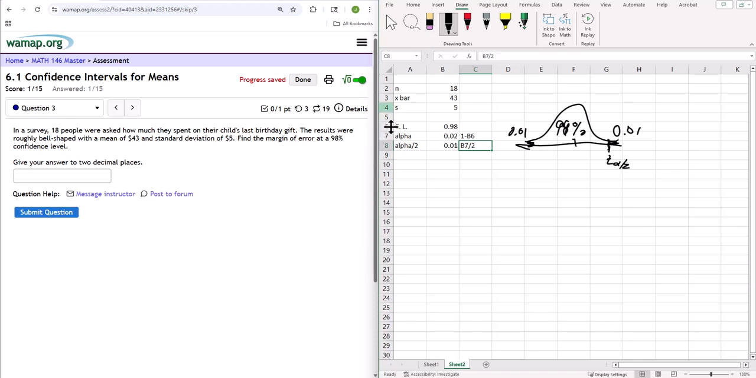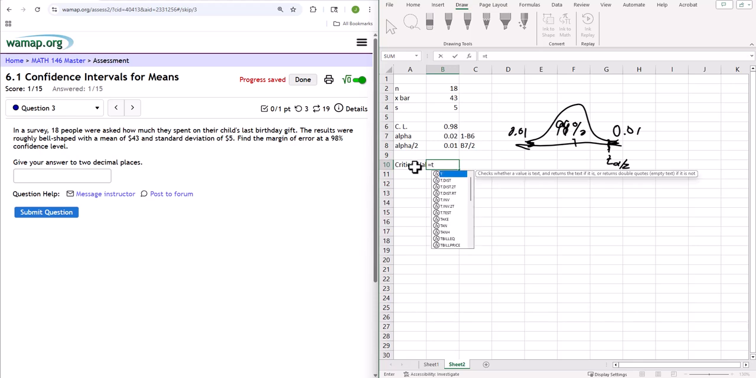So I'm going to go ahead and find that. I'll call it the critical value. It is our t alpha over 2. And since it is a t thing here, and I have a probability, so I'm looking for an area, I'm going to use this t inverse. And my probability is going to be 1 minus this right tail area.